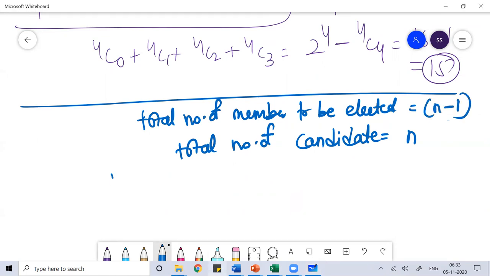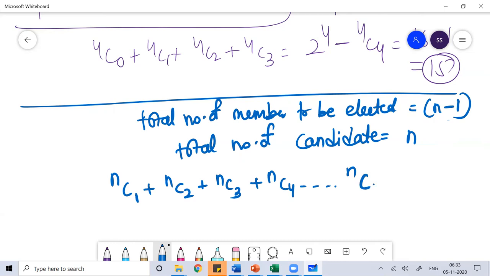So when I'm electing, either I elect one person, or two persons, or three persons, or four persons, up to a maximum of n minus 1 persons. This is the total number of ways, and it is given to you as 254 ways.